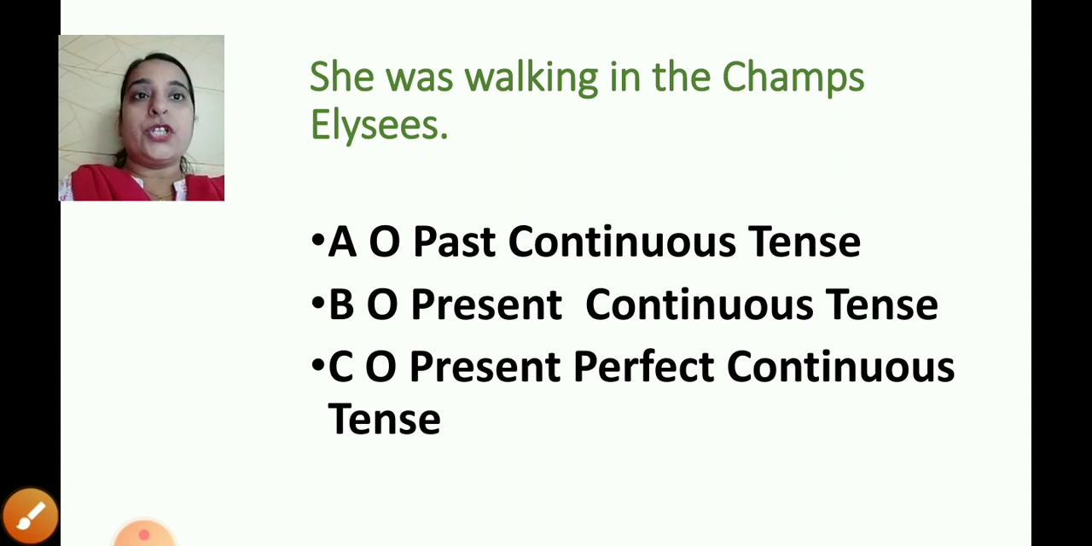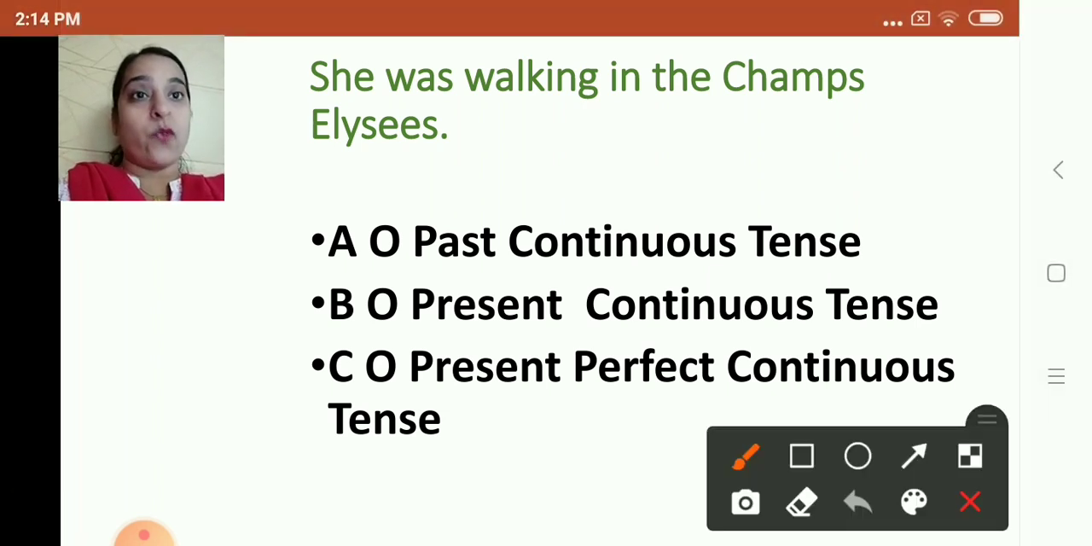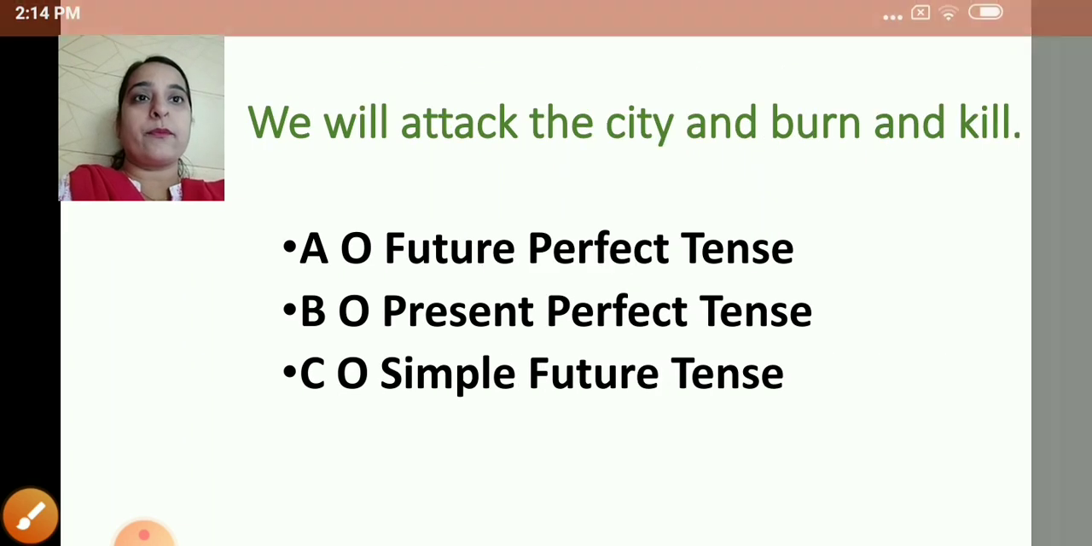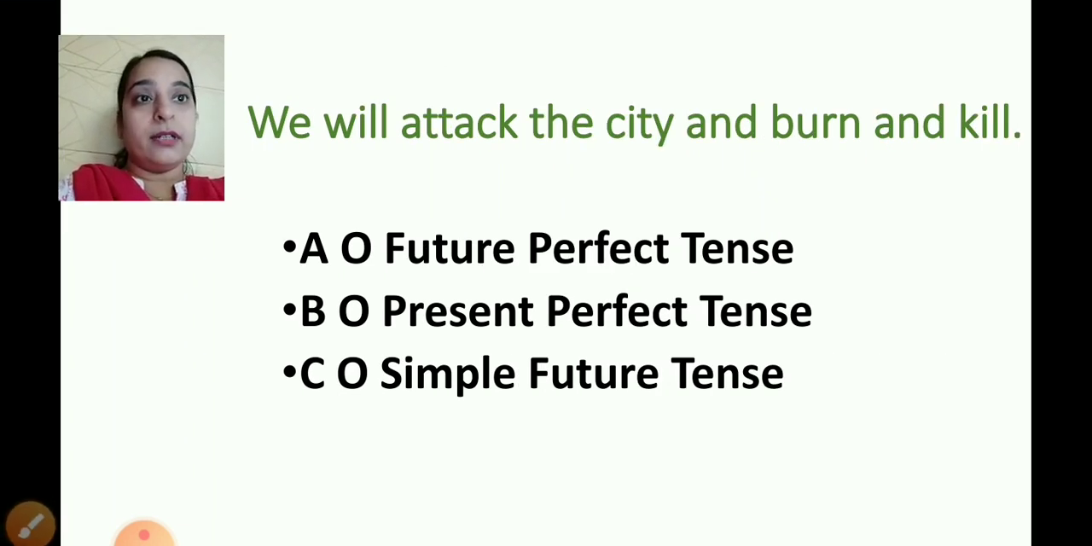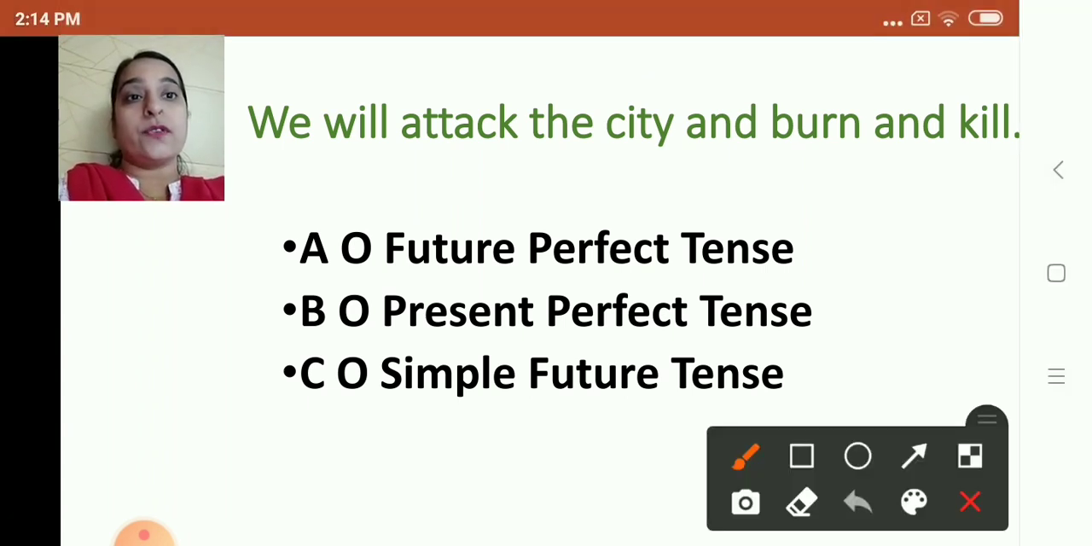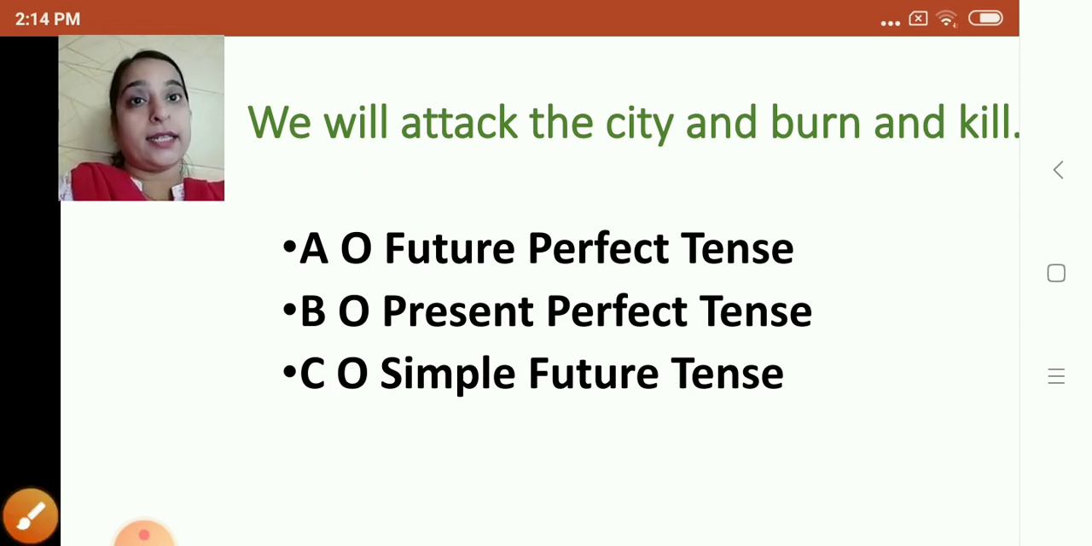Now next one. She was walking in the Champs-Élysées. Now children, was walking. So which tense? Whether it is past continuous, present continuous tense or present perfect continuous? Yes, it is past continuous, okay? Was walking, so past continuous. We will attack the city and burn and kill. So children, which tense? Future perfect tense, present perfect tense or simple future tense? Yes, it is simple future tense. That is, we will attack the city and burn and kill.